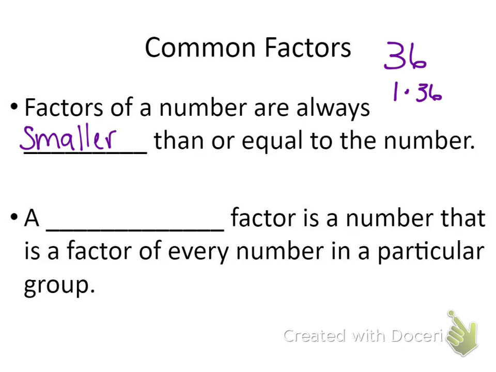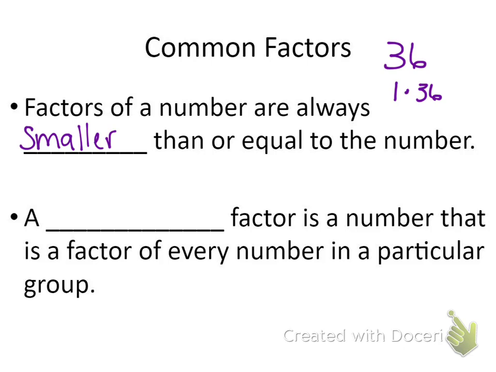If I ask you for the factors of 36, you should never tell me something larger than 36. You could say 36 because that's equal to the number. The next part: a blank factor is a number that is a factor of every number in a particular group. So if we all share something.